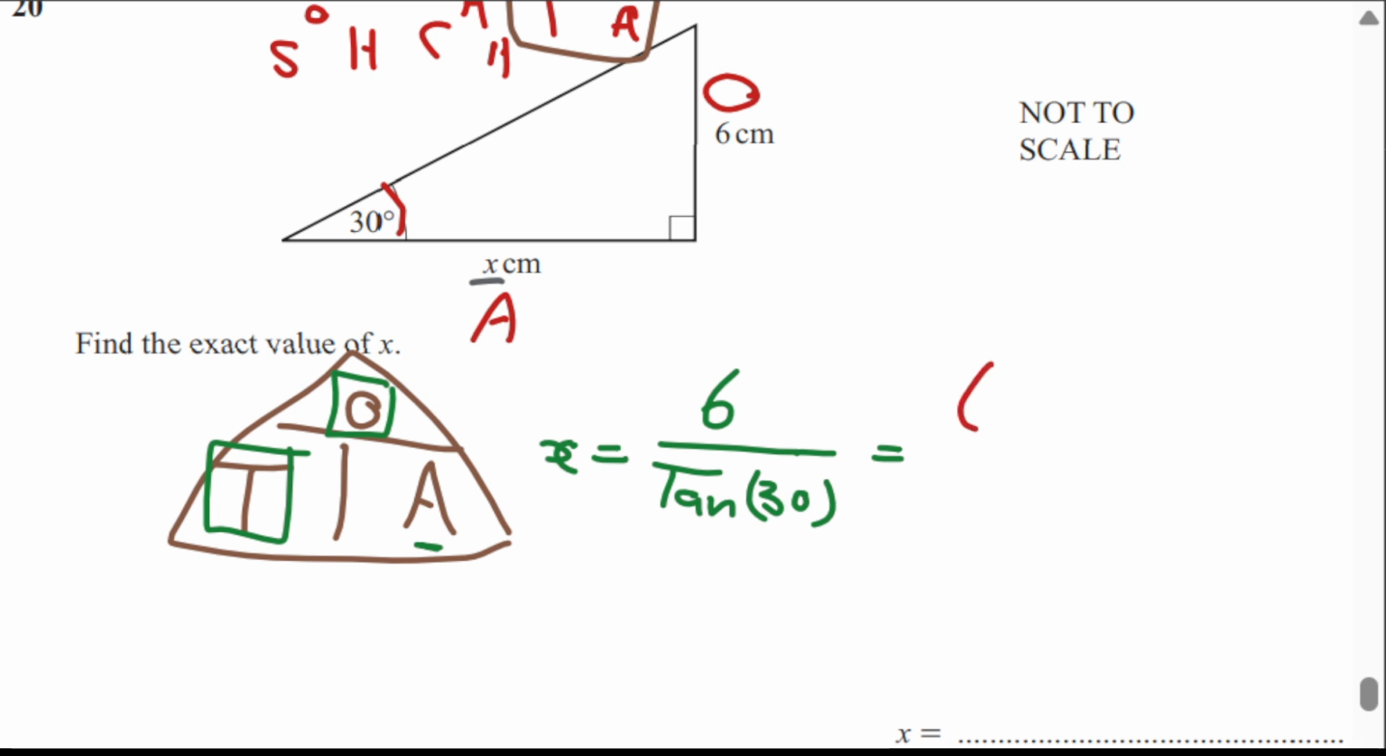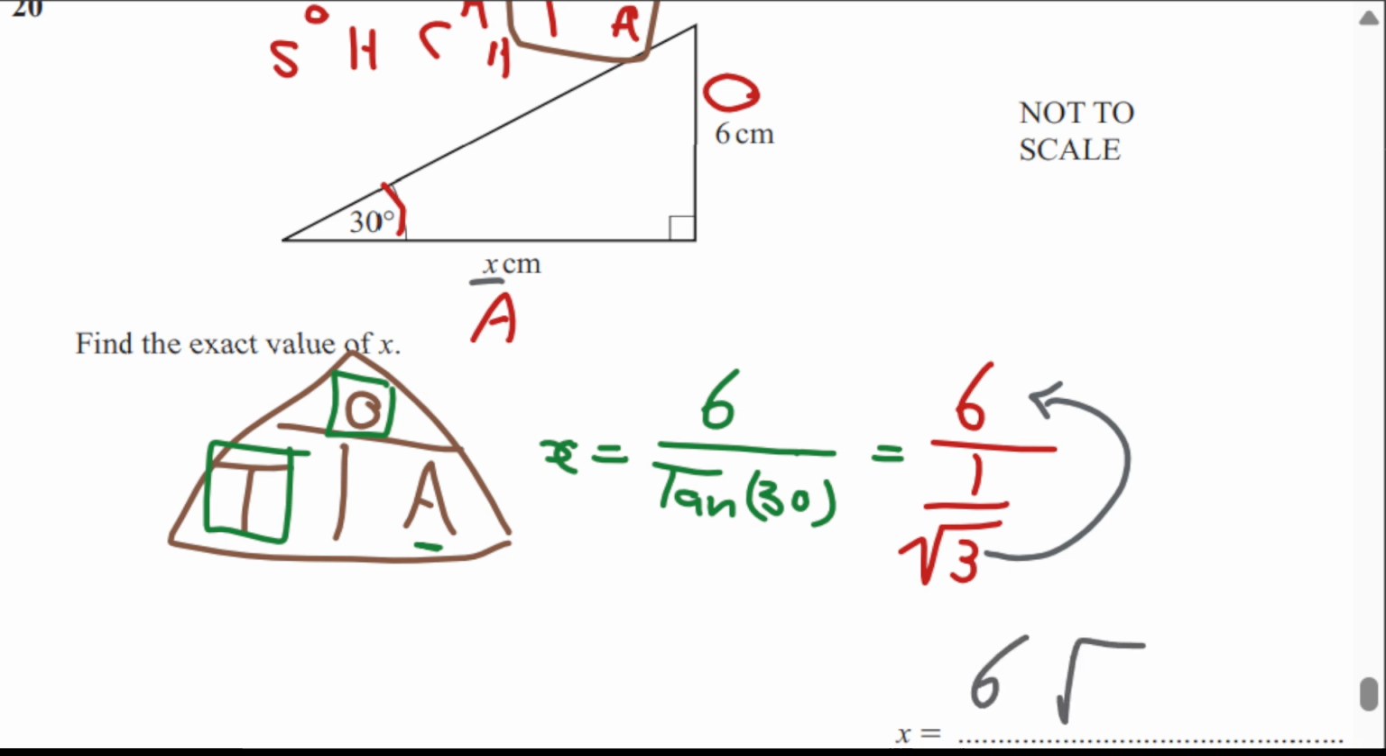So 6 divided by tan 30 is 6 divided by 1 over root 3. Now since it's non-calculator, how will you work out this? The easier way, in such case, just bring this up here. So your final answer is 6 root 3.